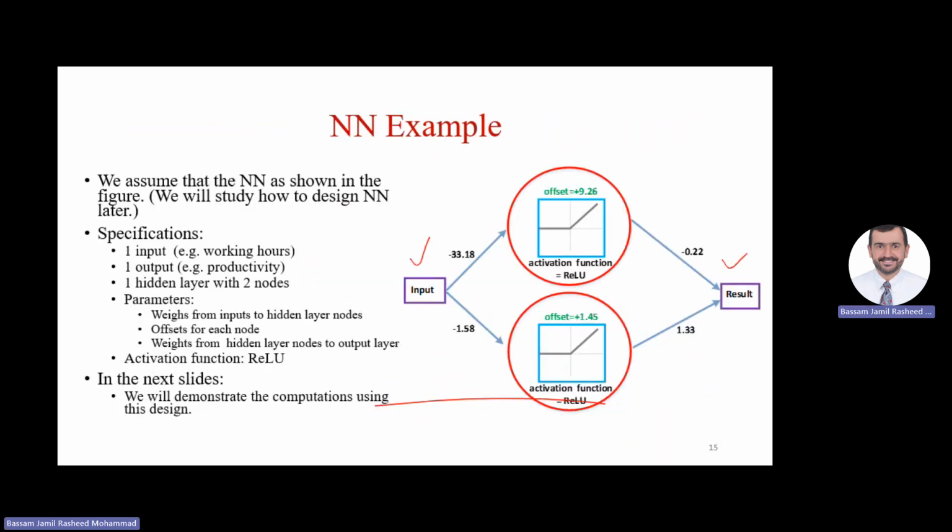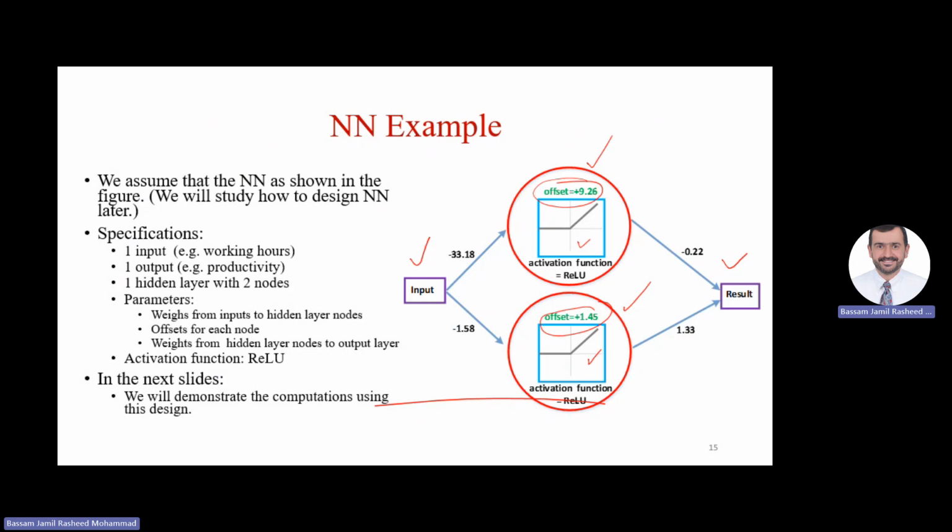Then our neural network expert in the company created two neural nodes, this one and this one. And these neural nodes use what kind of activation function? ReLUs, all right? ReLU activation function. The one on the top has a bias, or an offset, same meaning, of 9.26, and the bottom one has a bias or an offset of 1.45.